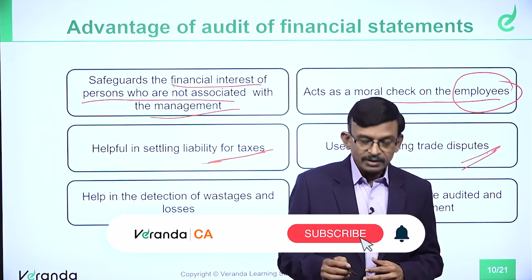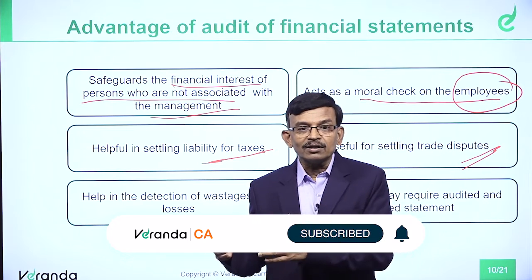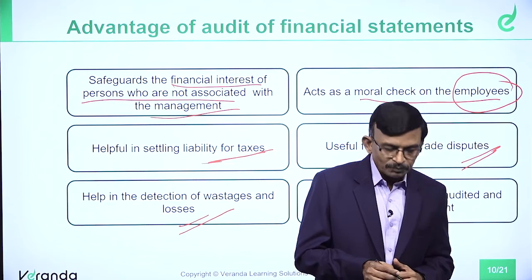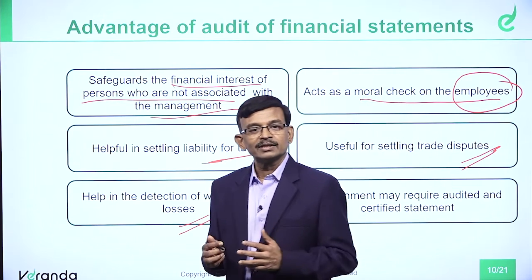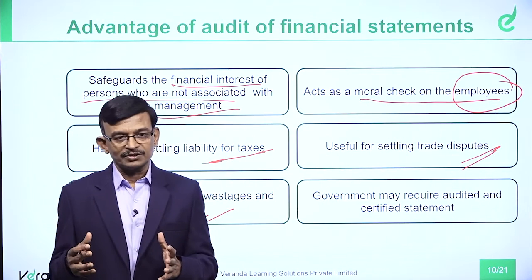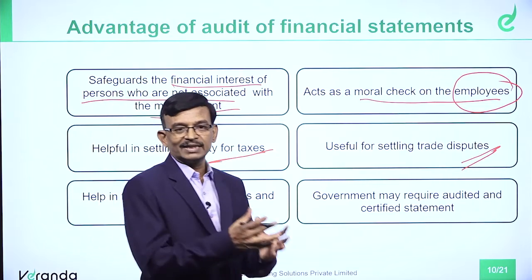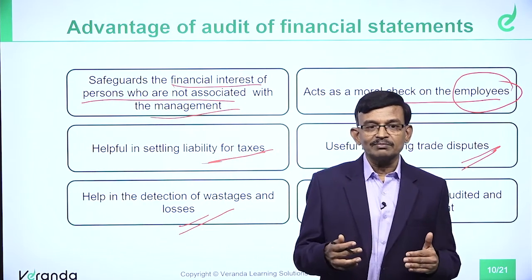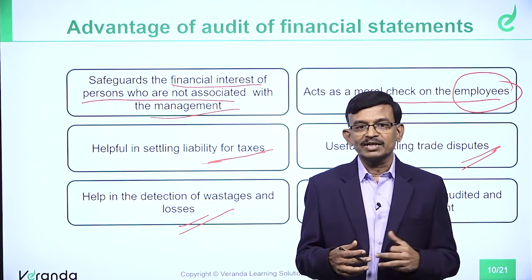That means they believe that what is stated in the audited financial statement can be taken as correct. In trade disputes, they will say, carry out an independent audit, and then we will decide. And also in the process, the auditor finds out whether there is any avoidable wastage. You might have done this, how did you miss this? The auditor can bring out the avoidable wastage or avoidable losses.